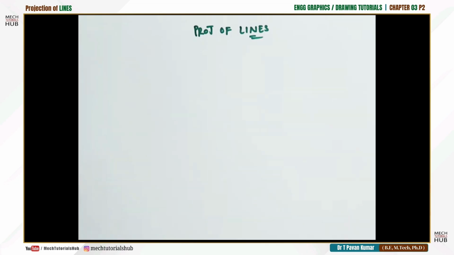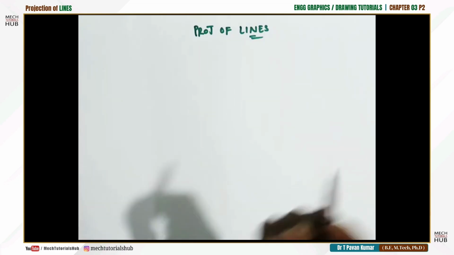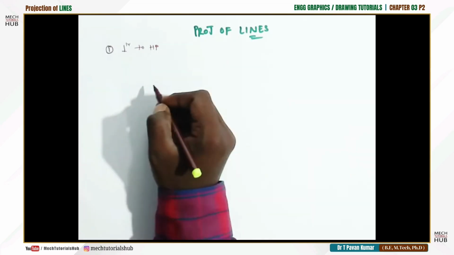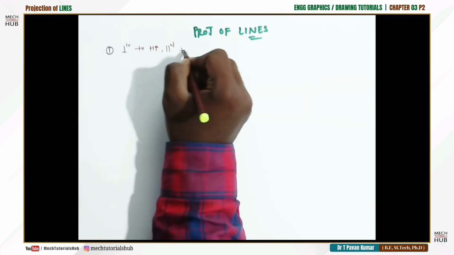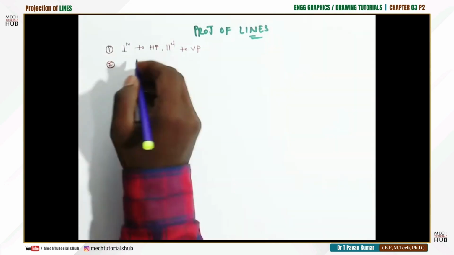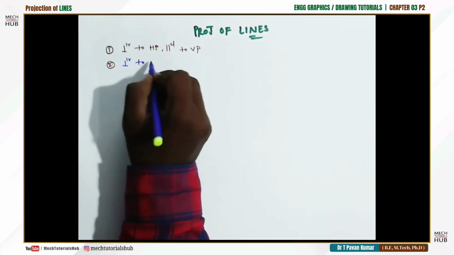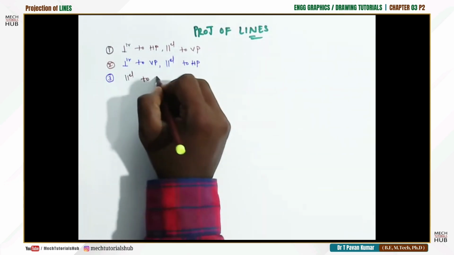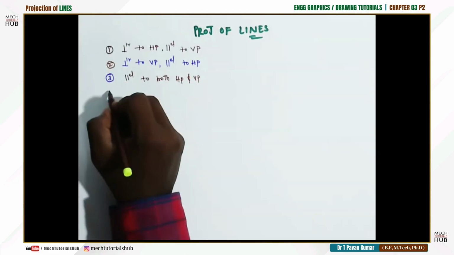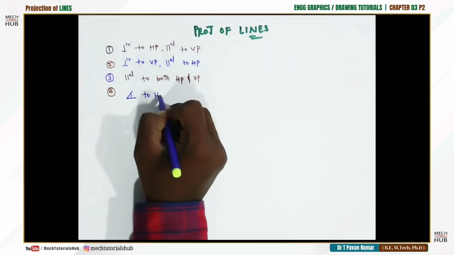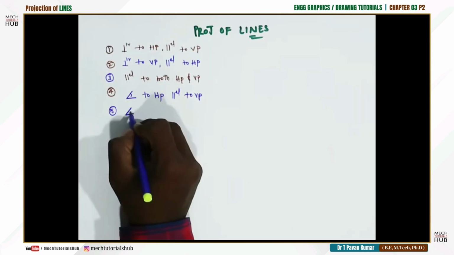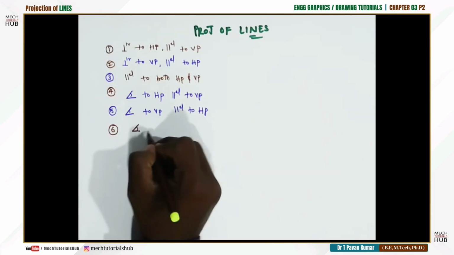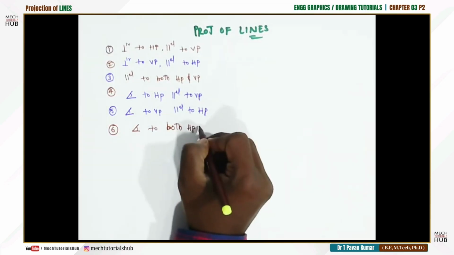Now what probabilities did we consider in the previous lecture, or different ways of positioning a line? Number 1, a line perpendicular to HP and parallel to VP. Number 2, the reverse: perpendicular to VP, parallel to HP. Number 3, parallel to both planes, HP and VP. Number 4, inclined to HP, parallel to VP. Number 5, inclined to VP, parallel to HP. Number 6, inclined to both HP and VP.